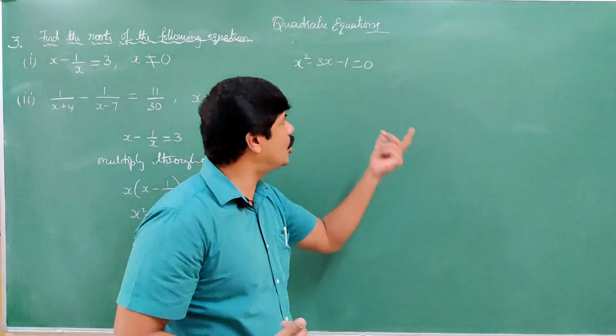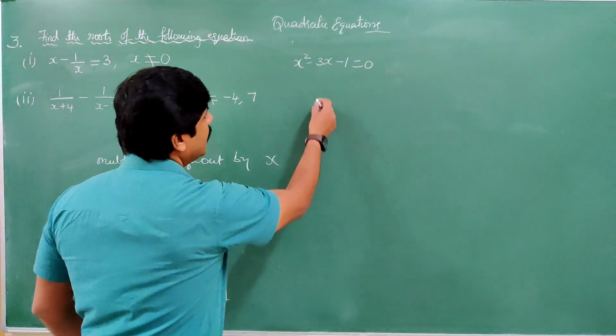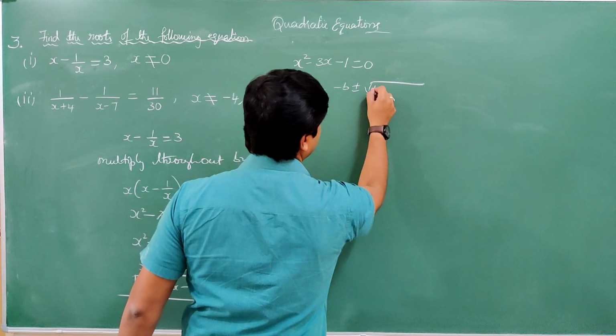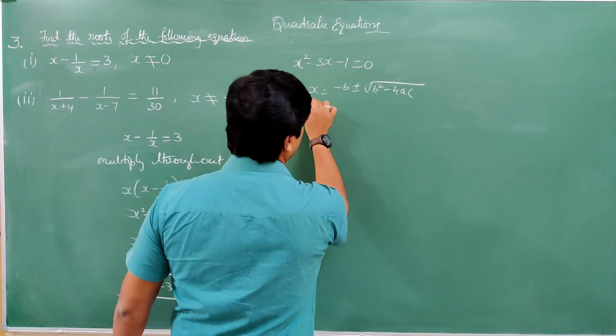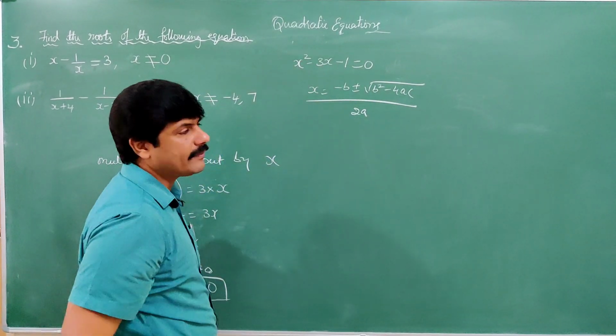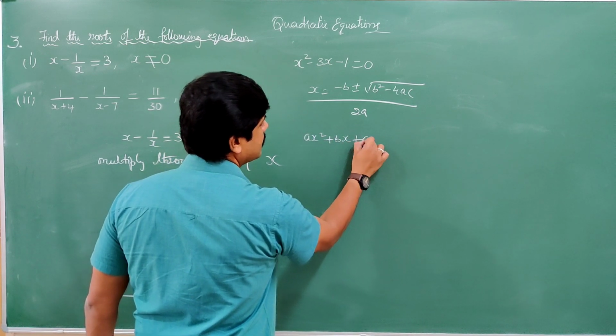Now, which are the other methods we have got? Two methods. I will do the formula method, so you try at home by completing the square. Okay. What is the formula? x is equal to minus b plus or minus square root of b square minus 4ac, whole divided by 2a. Compare this with the standard equation, that is ax square plus bx plus c equals 0.